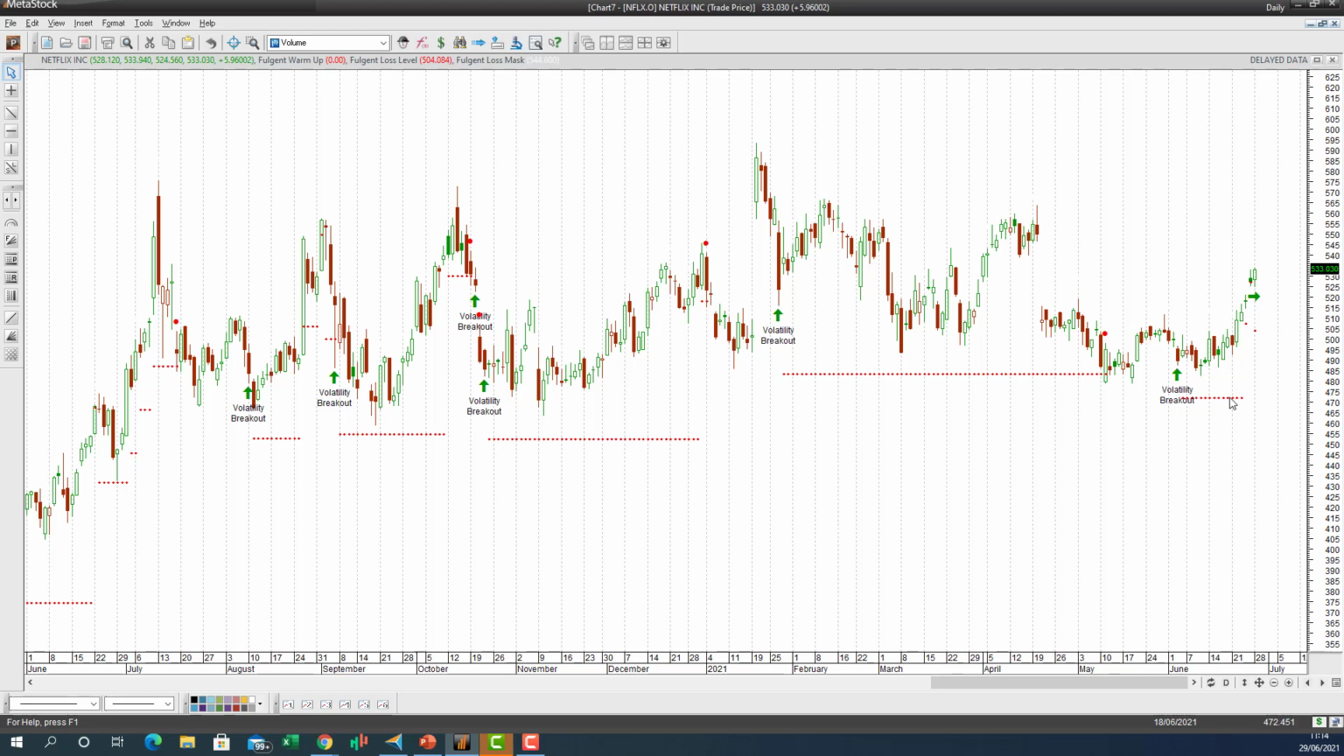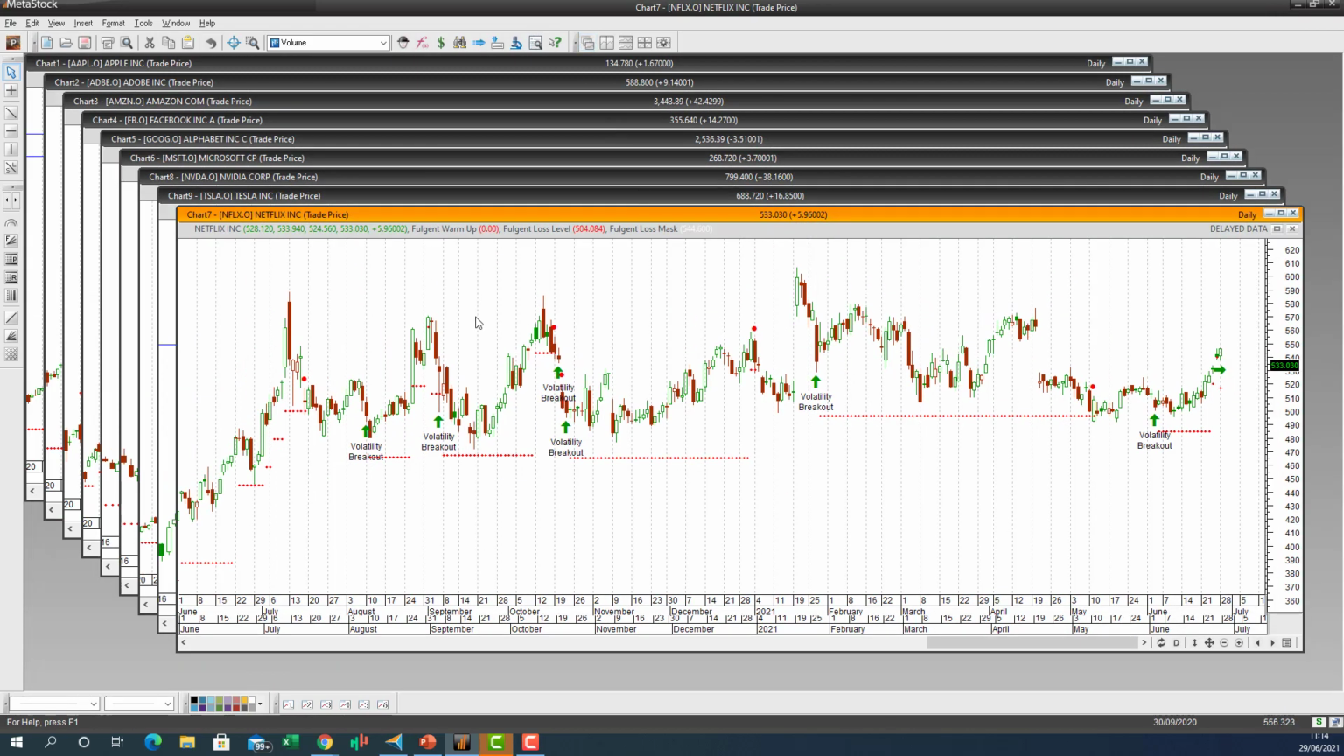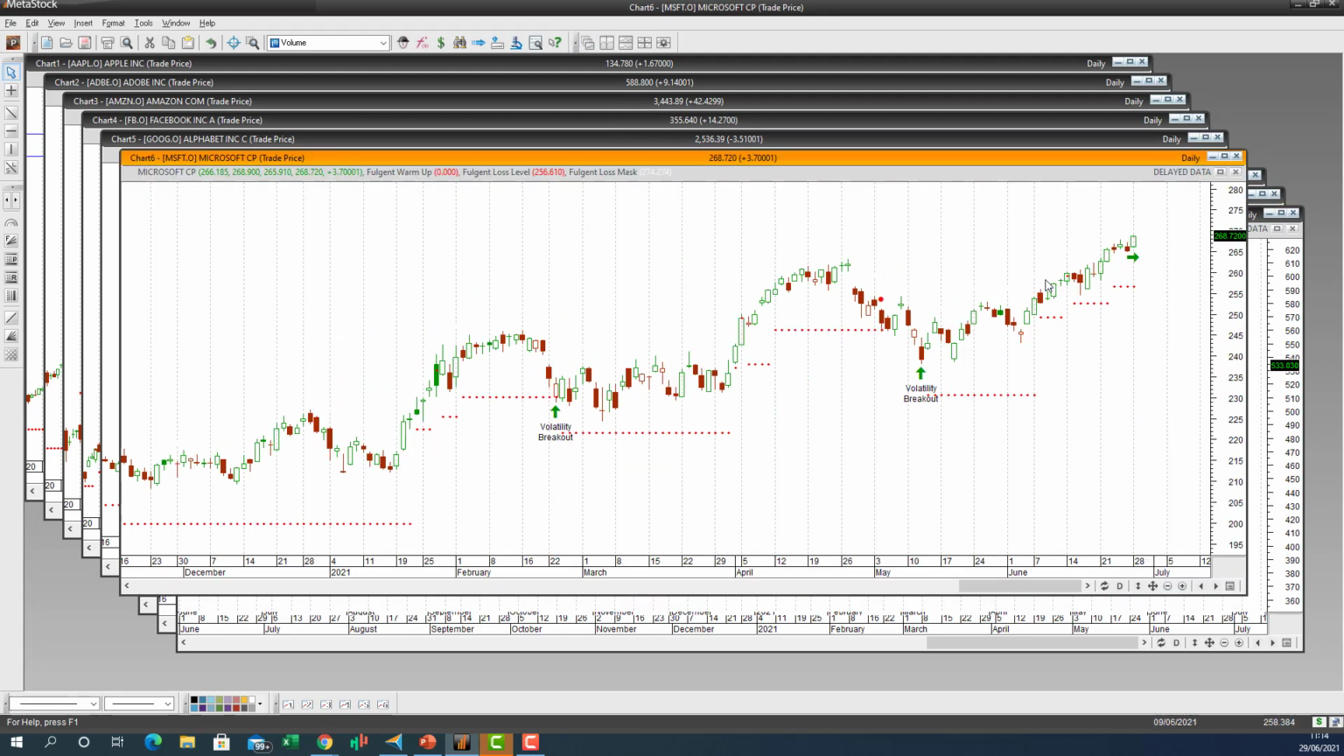Trailing stop loss here is at 472. So it's updated there. The new stop loss is at 505 for Netflix. So far so good. Fantastic performance using artificial intelligence trading Netflix, for example. Covered Nvidia. Microsoft's the next one.